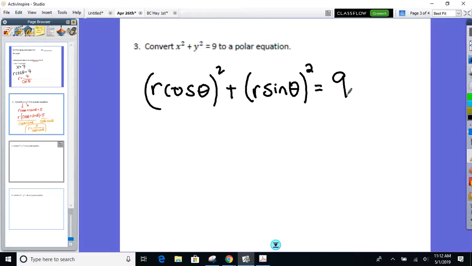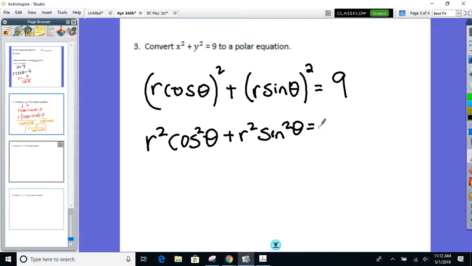Okay, from here, how do I deal with this squared? Both get squared inside. So it's going to be r squared, and also I square cosine, so it's going to look like this: cosine squared theta. That's what happens when I square that. Because I'm squaring the value of cosine theta, if I do cosine of 30, I want that value squared. I don't want the 30 squared. I want cosine of 30 squared. On the right side: r squared sine squared theta equals 9.